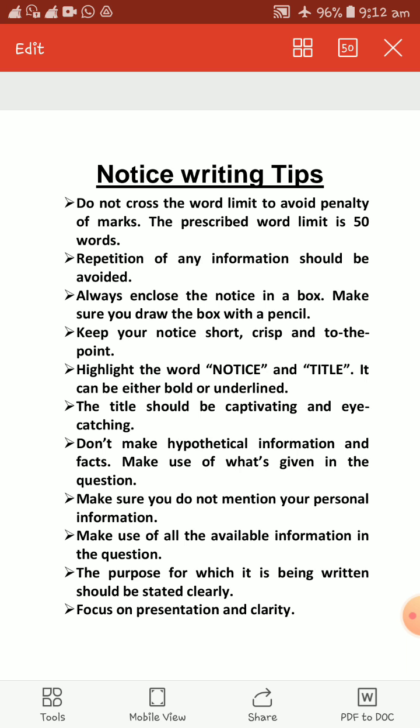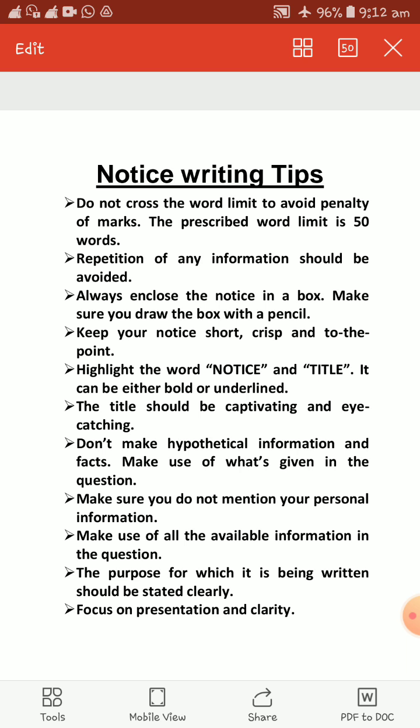The title should be captivating and eye-catching. The title of the notice should be very attractive, or rather, in other words, it should be captivating, and most importantly, it should be eye-catching also.